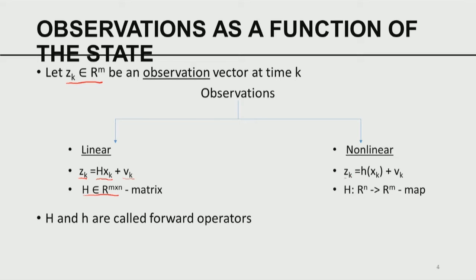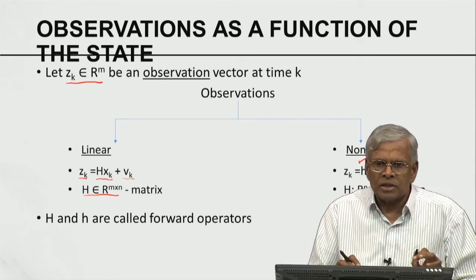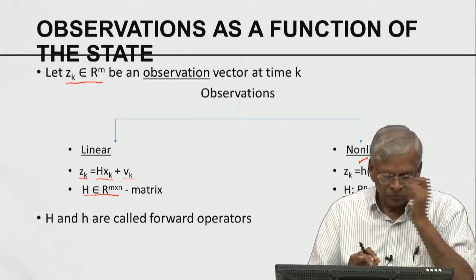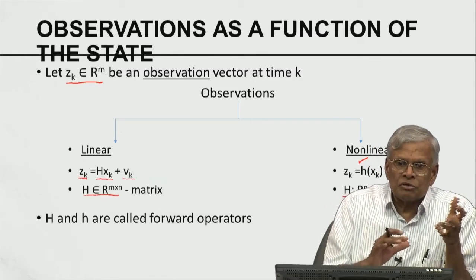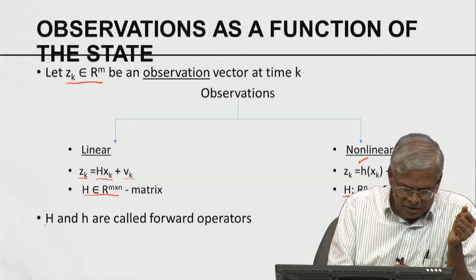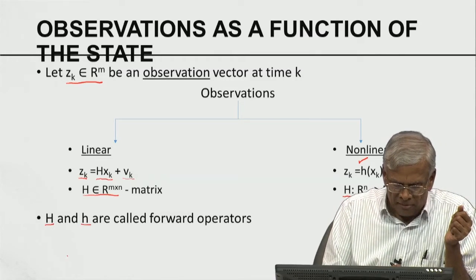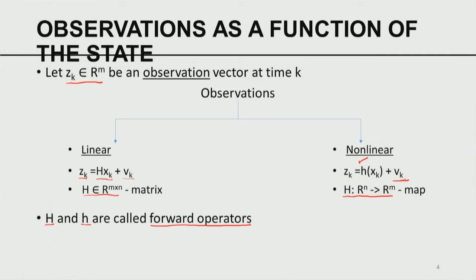In the nonlinear case, I have been given a nonlinear map h. h is a map from R^n to R^m. So z_k is equal to h of x_k. We are again going to consider additive noise v_k. v_k is the observation noise, generally modeled as mean zero Gaussian noise with a pre-specified covariance structure. In the context of geophysical applications, the matrix H and the map h are called forward operators.